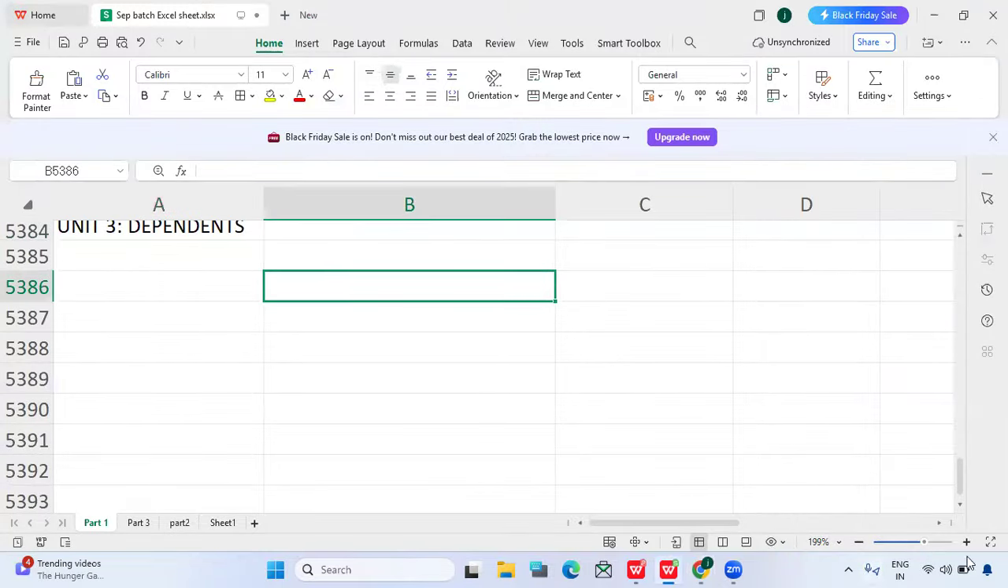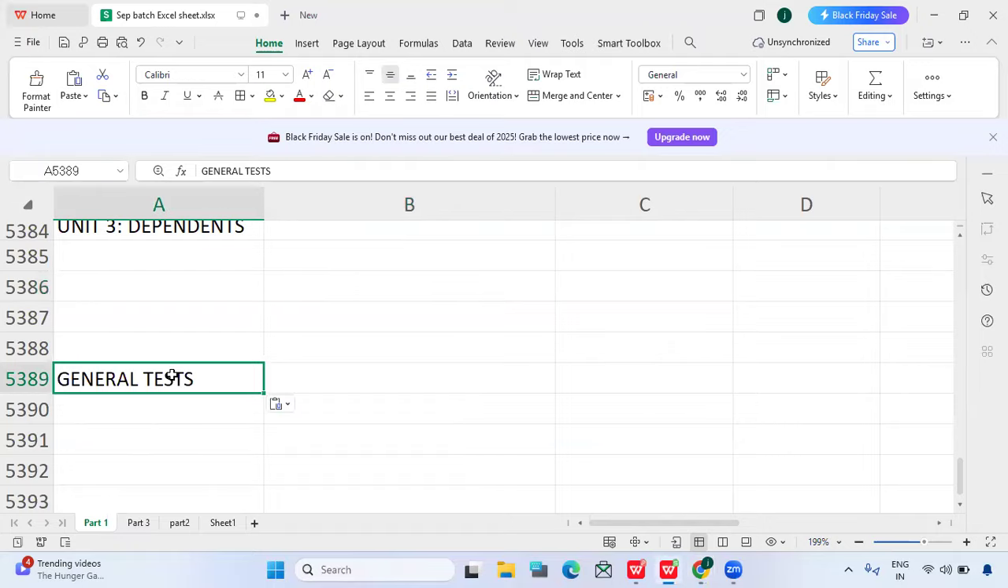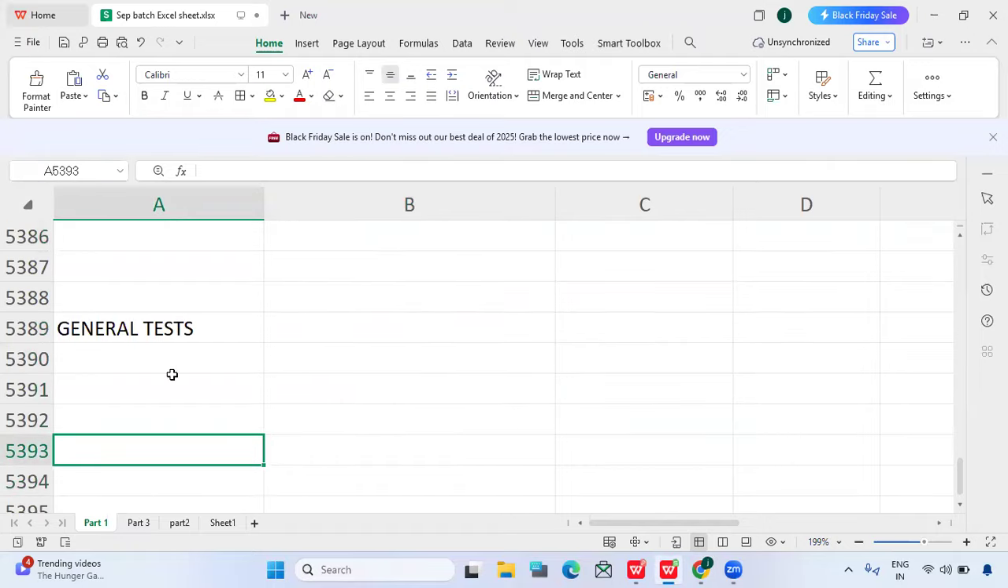One is the general rule, and once the dependent satisfies the general rule, then we can classify the dependent into two: one is qualifying child and another one is qualifying relative. Before that, we have to apply the general test. To consider a person as a dependent or not, we have to see the general test. In the general test, we have four types of tests.